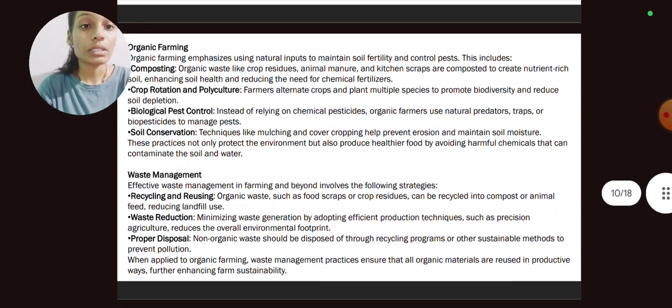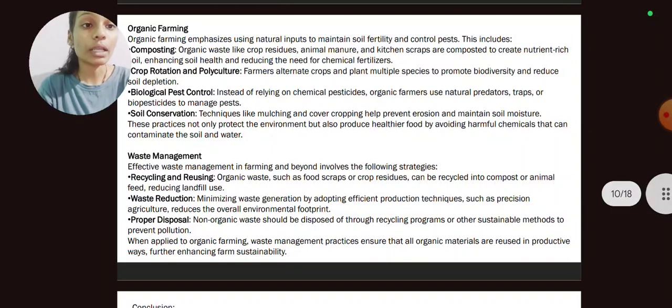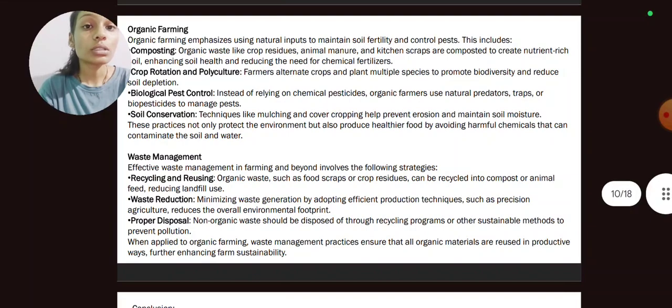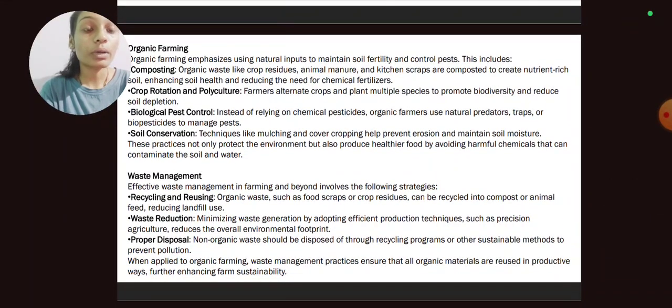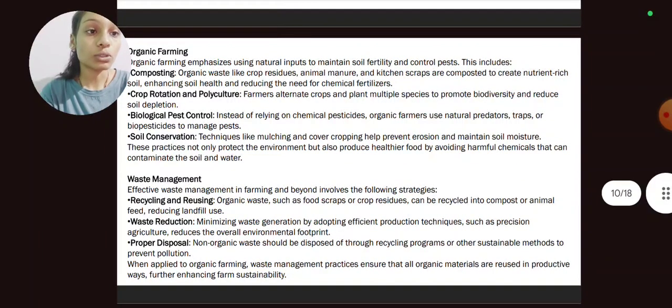Organic farming emphasizes using natural inputs to maintain soil fertility and control pests. These include composting. Organic waste like crop residues, animal manure, and kitchen scraps are composted to create nutrient-rich soil, enhancing soil health and reducing the need for chemical fertilizers.